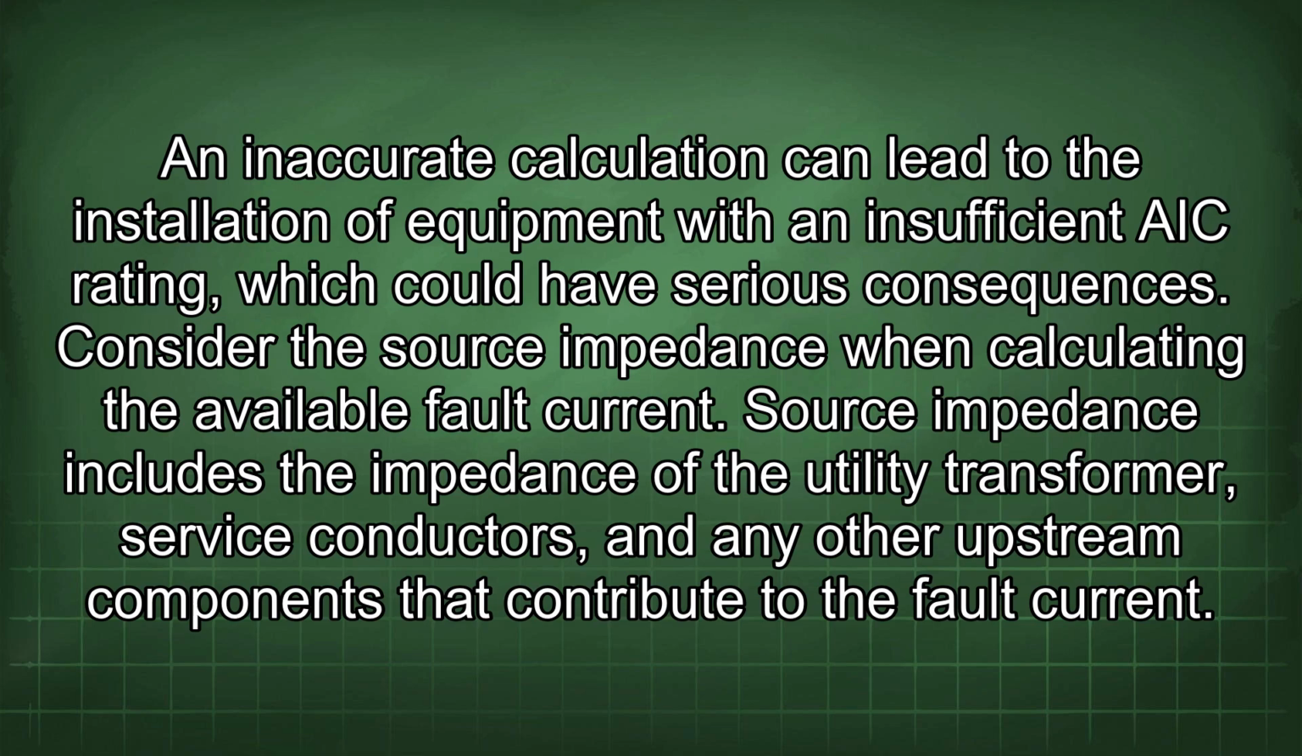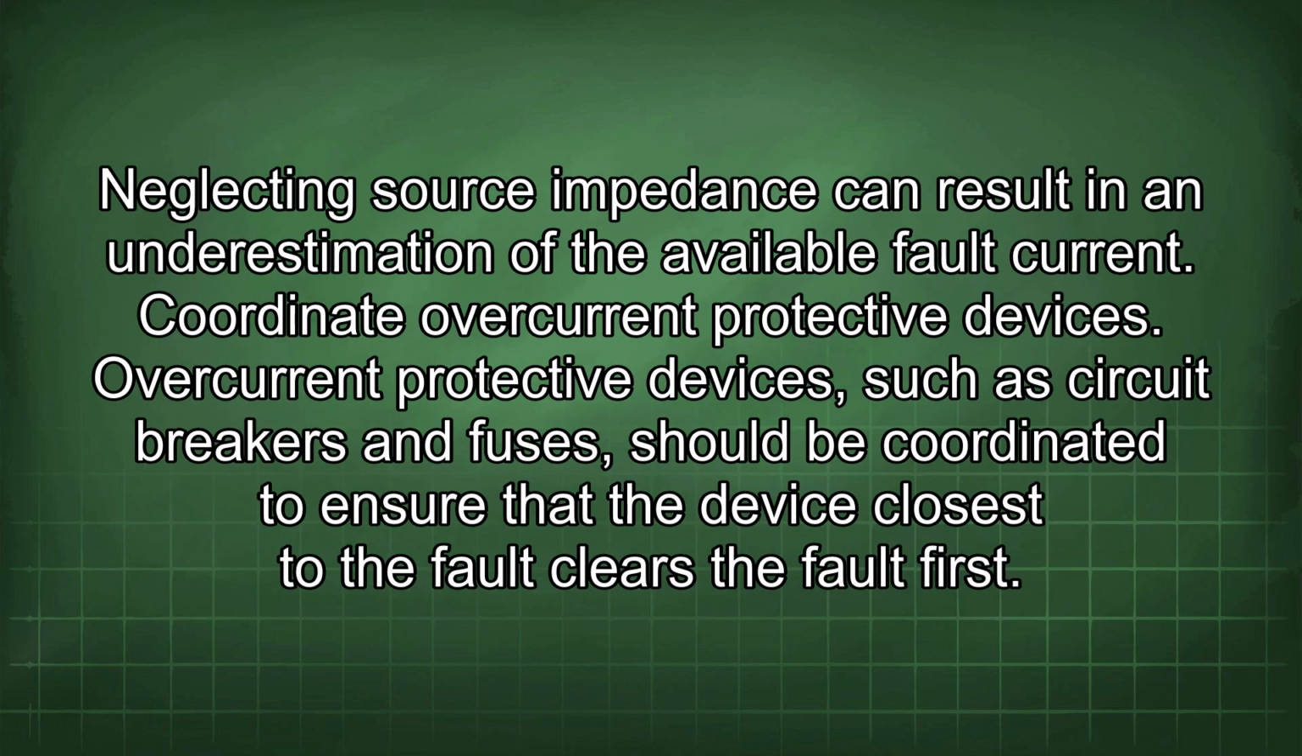Consider the source impedance when calculating the available fault current. Source impedance includes the impedance of the utility transformer, service conductors, and any other upstream components that contribute to the fault current. Neglecting source impedance can result in an underestimation of the available fault current.